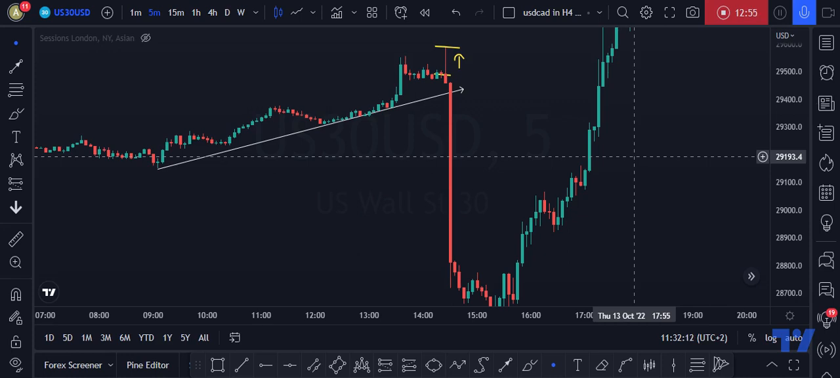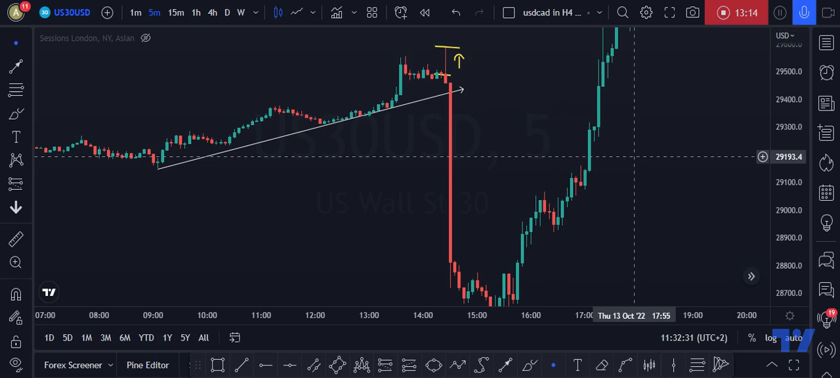Just practice the strategy, back test the strategy. It works, guys. It works 80% of the time, unless the events are not active, like they are not moving. So this strategy is strictly for NFP and CPI. I just gave it to you guys.